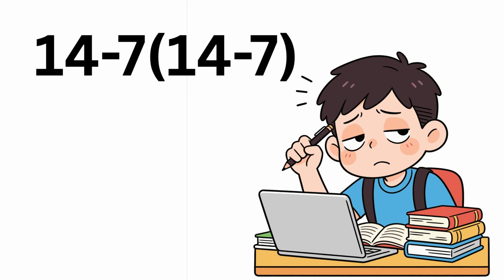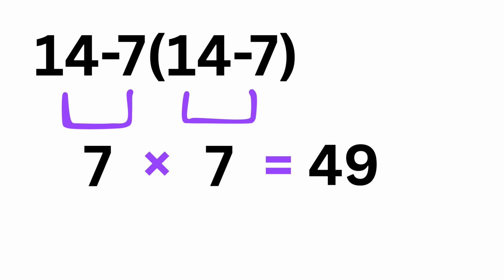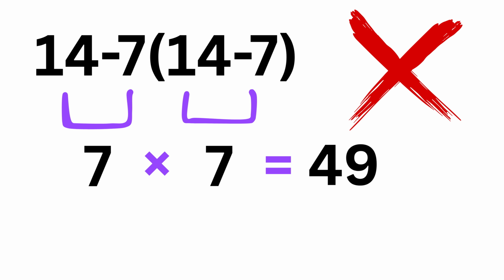14 minus 7 times 14 minus 7. 14 minus 7 is 7, and 14 minus 7 is 7. So we have 7 times 7, which equals 49. But this answer is incorrect.